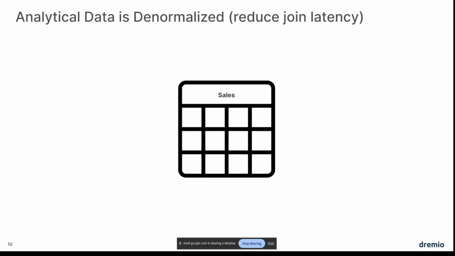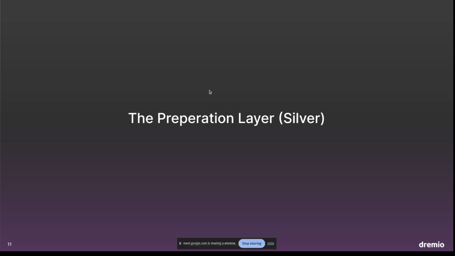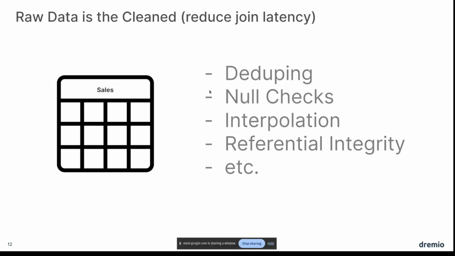But I have this raw layer where I just have the raw data, but I haven't cleaned it up yet. I haven't deduped the data. I haven't checked for nulls. I haven't done any of the transformation that I might need to clean it and prepare it. So then I take that data and bring it into the next layer. We'll say this is the silver layer, and I start doing my deduping, my null checks, my interpolation, creating a clean set of the data that my analysts need.